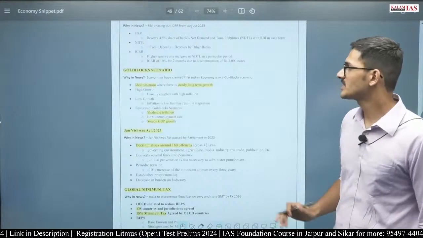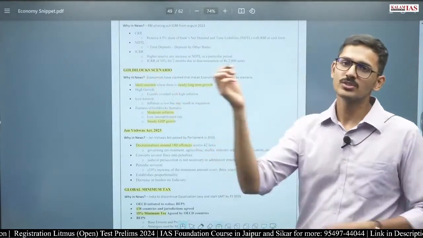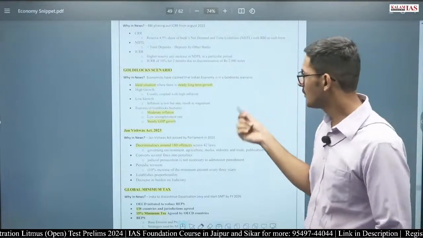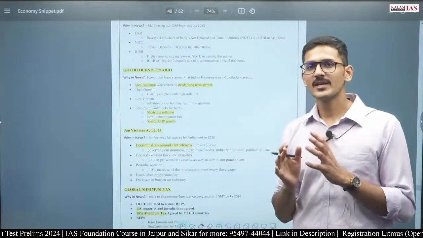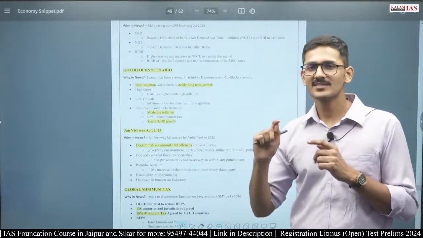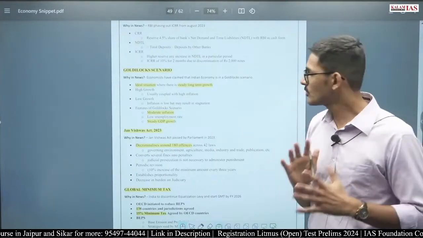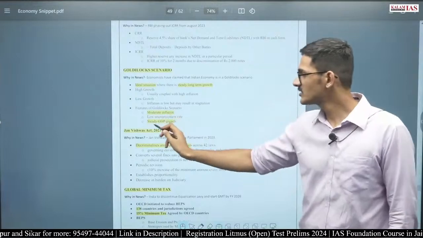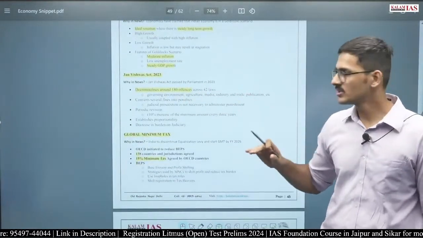Goldilocks scenario. Economists have claimed that the Indian economy is in a Goldilocks scenario. The term is mostly used in science and technology, but it is also used in economics. It is basically an ideal situation where the economy is growing at a constant rate of growth, and at the same time inflation is under control and unemployment is also under control. So moderate inflation, steady GDP growth, and a low unemployment rate are the features of the Goldilocks scenario.